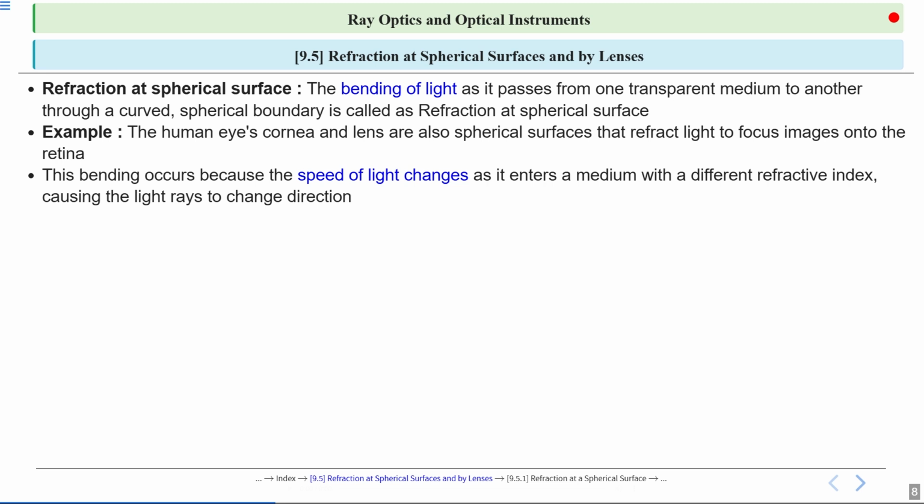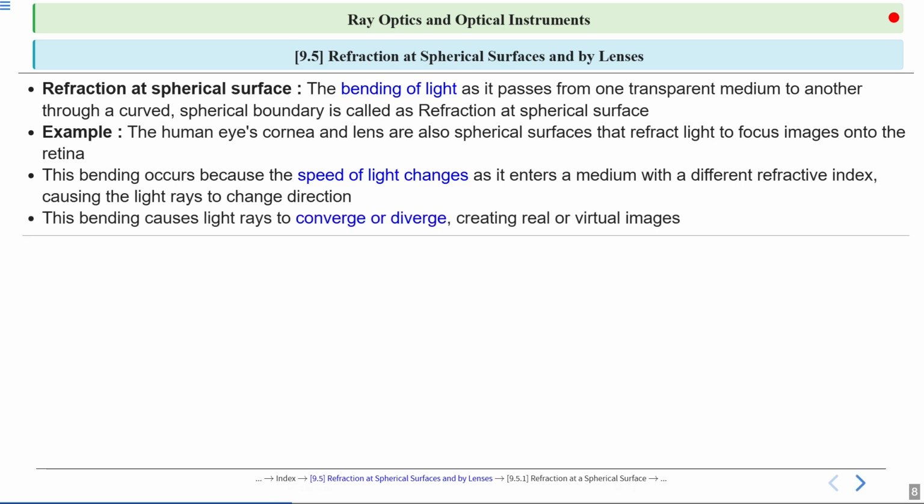If the medium is denser, the refractive index will be more. If the medium is rarer, the refractive index will be less, causing the light rays to change direction. When light enters a medium with a different refractive index, its speed changes, also its wavelength changes, but frequency remains the same. This concept is fundamental in understanding how lenses can focus or disperse the light.